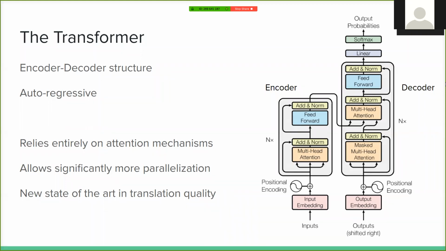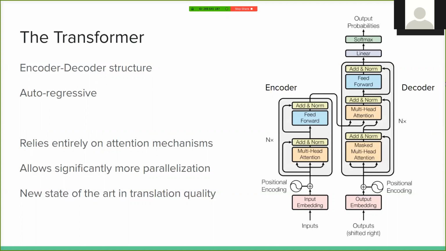So the transformer is that structure that you can see on the right. Just like most techniques in that field before, it has an encoder-decoder structure where the output of the encoder goes into the decoder. And it has this autoregressive property, which is, once again, that in order to compute a single new output unit, we're using not only all the inputs available, but also all the outputs that have been produced so far. What's new is that it relies entirely on attention mechanisms, and hence it allows significantly more parallelization, and it happens to have reached a new state of the art in translation quality.